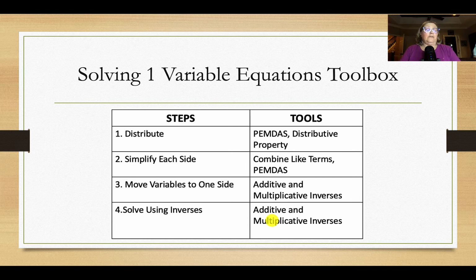You distribute first of all, and so often you have to put things inside parentheses so that you can actually get it to the place where you have one variable on one side. Step 3 is actually sort of your goal to begin with. You want to get to the point where your variable is on one side. So first you usually distribute, and then you simplify each side, and then you move things so the variables are on one side and everything else is on the other side, and then you solve using inverses.